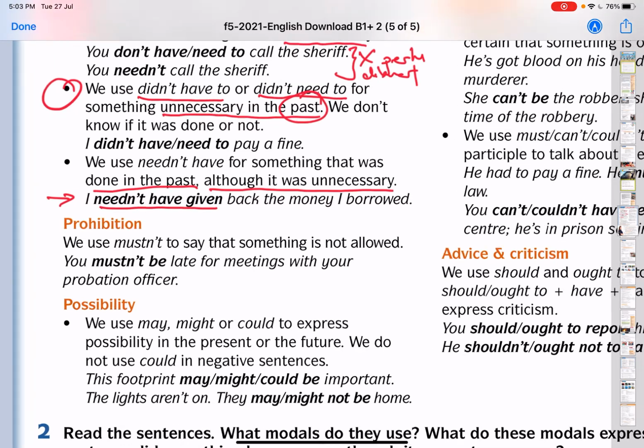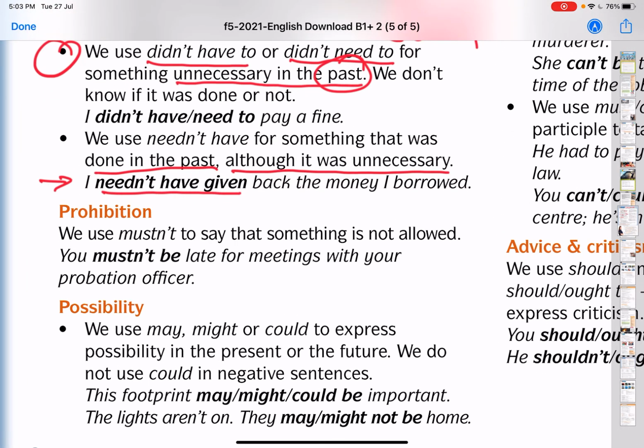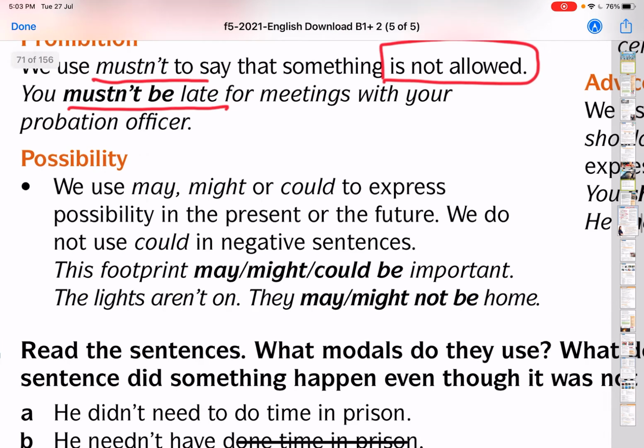Okay, very simple, you use mustn't to say something that is not allowed, benda yang tak boleh buat, senang, larangan. You mustn't be late for meetings with your probation officer. You mustn't be late for classes. You mustn't be late for your exams. Okay, semua benda yang tak boleh buat, kamu guna mustn't or must not. Now, possibility, kemungkinan.